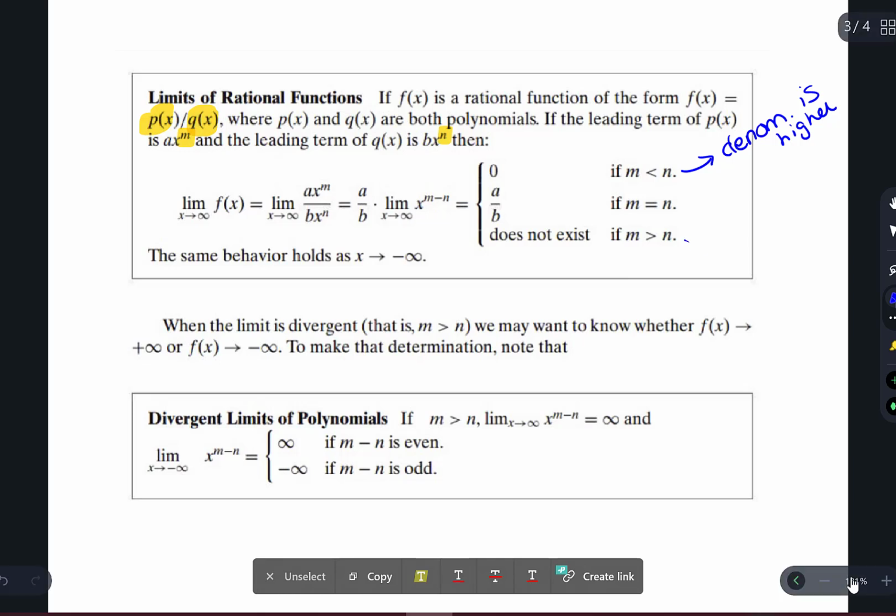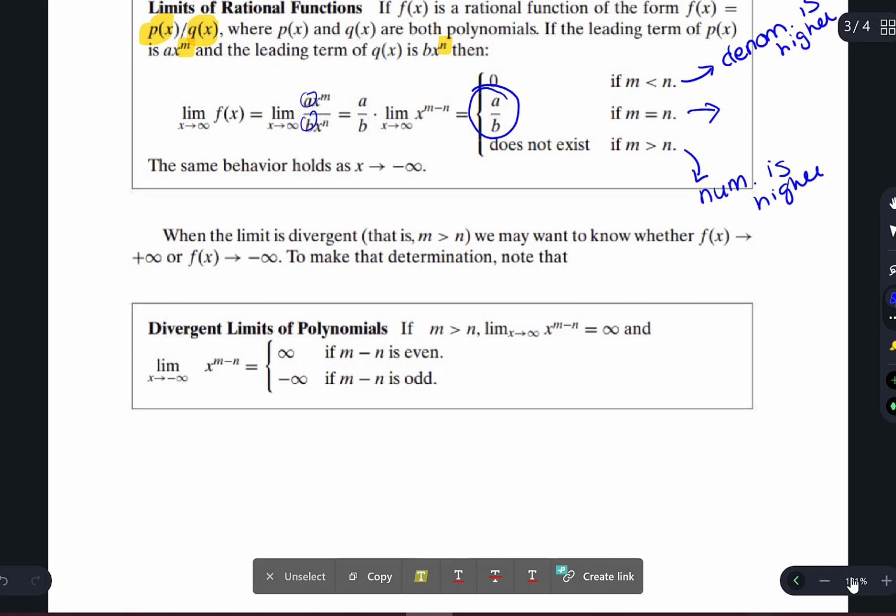If it ends up that the numerator is higher, and again, this is the power of the leading term here, we're going to find the limit doesn't exist. It's going to go off to infinity. And then we're going to find that if m is equal to n, you're going to have a limit, and it's actually going to be equal to the ratio of the constants in front of those leading terms.